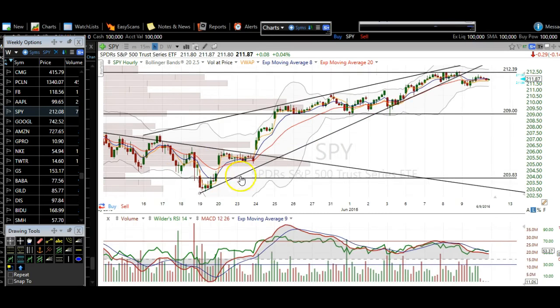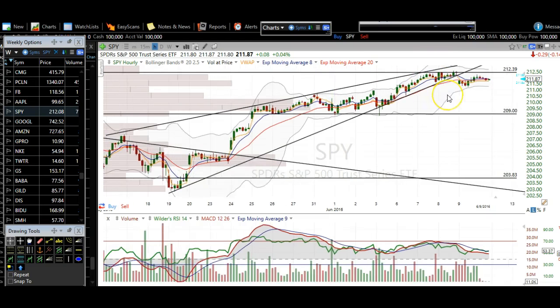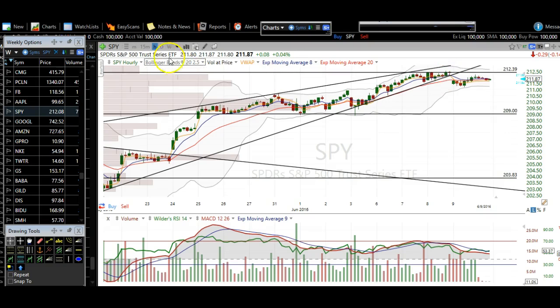Got a touch here, almost a touch here, grind it up against it here, grind it up against it there, and then the top end of that rising wedge is right here, touch here, here, and here. So we broke out of that rising wedge today.